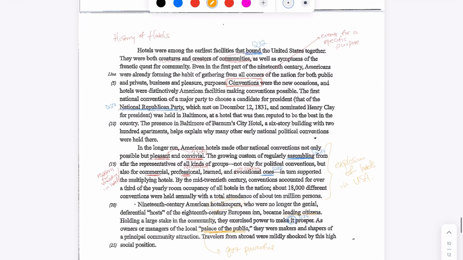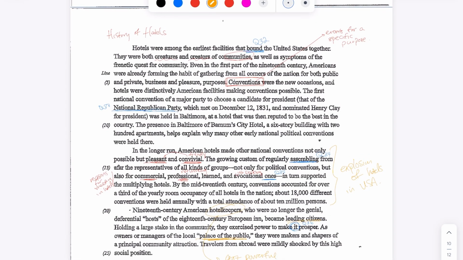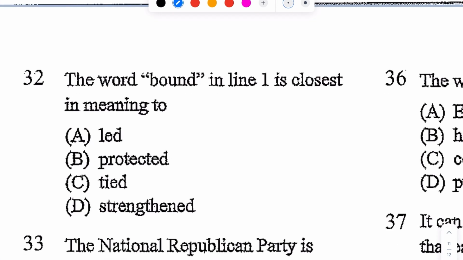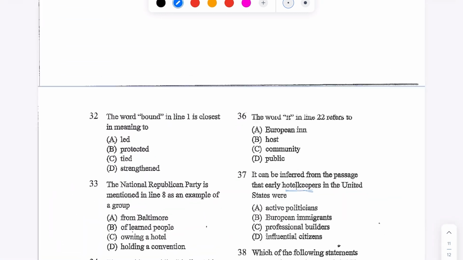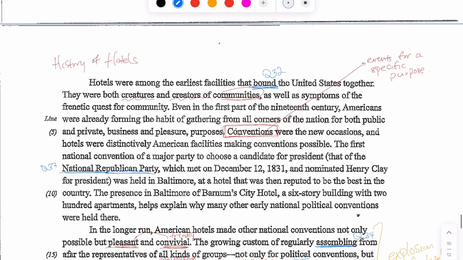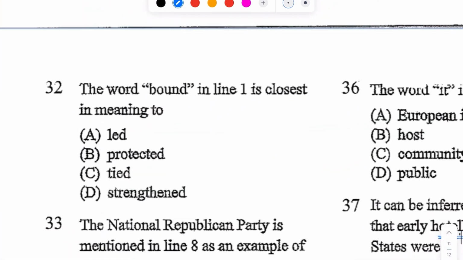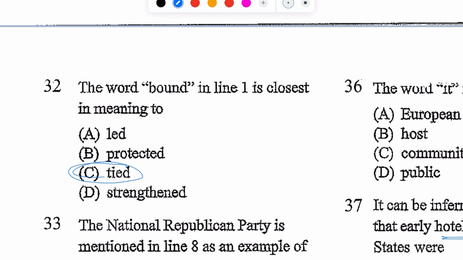All right, so here's a little short summary of the history of hotels in the U.S. So let's go through the questions. Next, for 32, the word bound in line 1 is closest to. So let's go back to line 1. Hotels were among the earliest facilities that bound the U.S. together. So bound, in this case, means to tie. And when you tie everything together, you're kind of combining and bringing the U.S. together. So it's like uniting. So here we have choice C, tied, as the best answer.